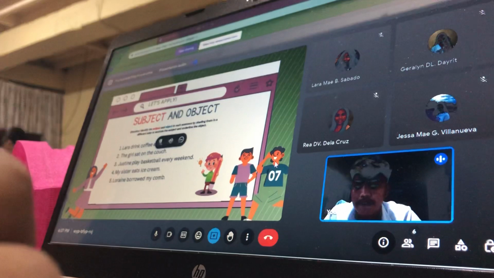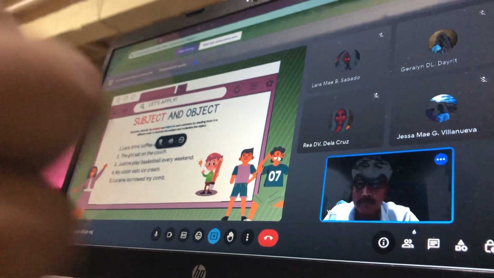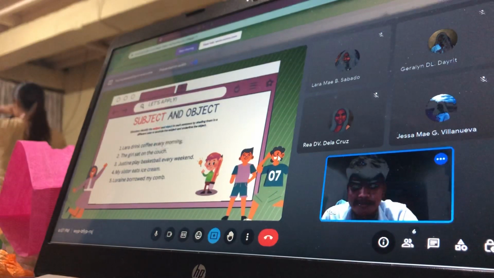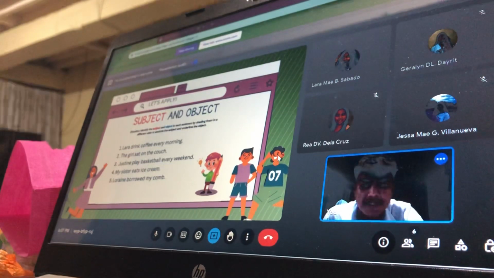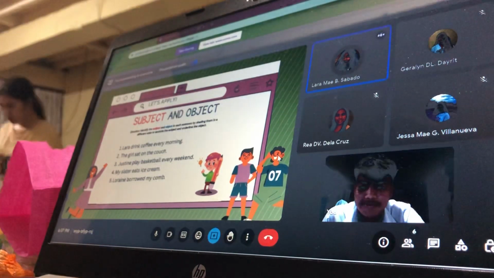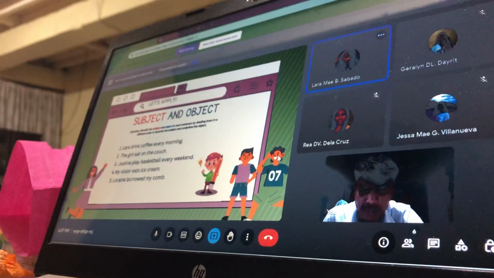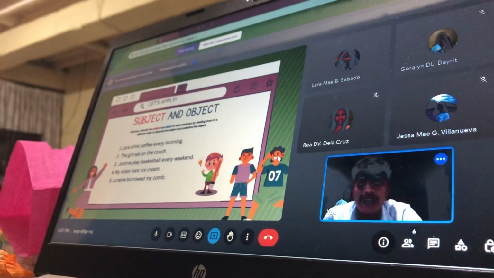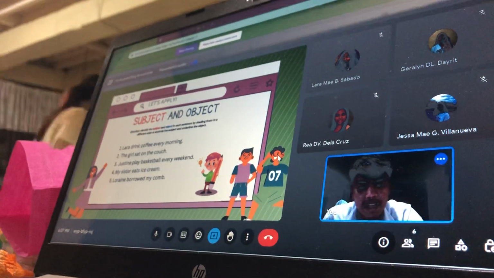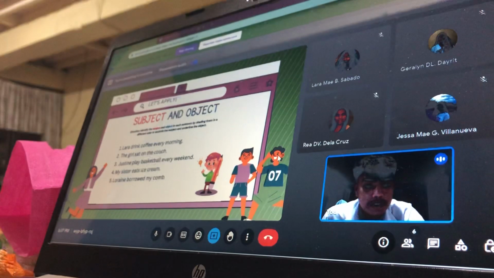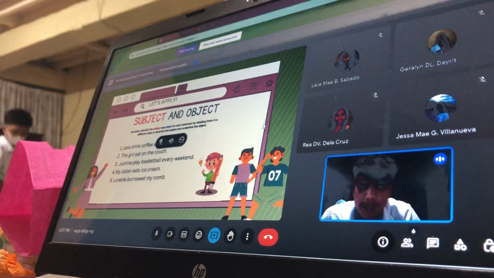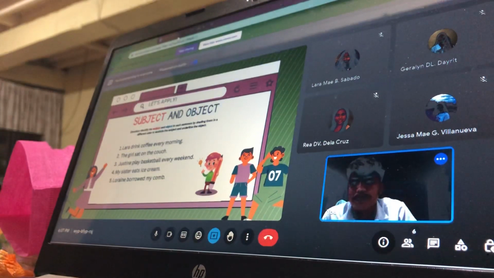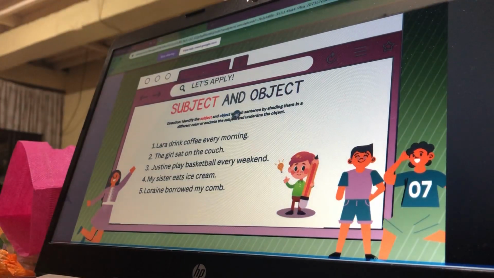And last, number five: Lorraine borrowed my comb. The subject is Lorraine and the object is comb. Okay, very good. Lorraine is the subject because she is the doer of an action, which is she borrowed the comb, and comb is the receiver of an action. Okay, very good, students. Thank you for participating.